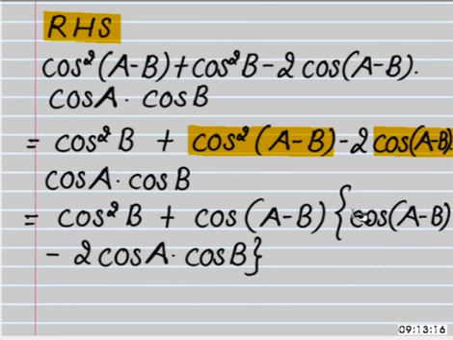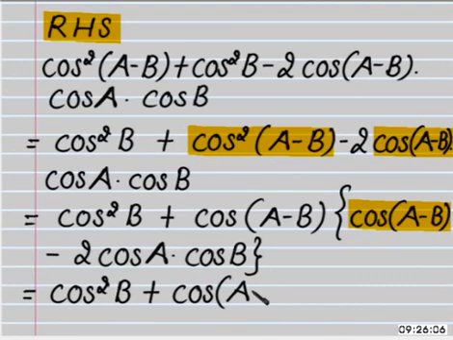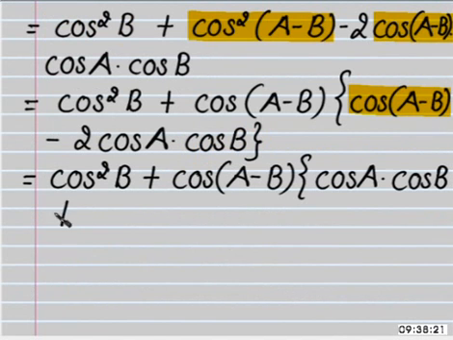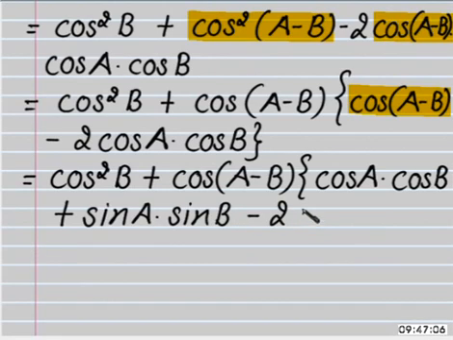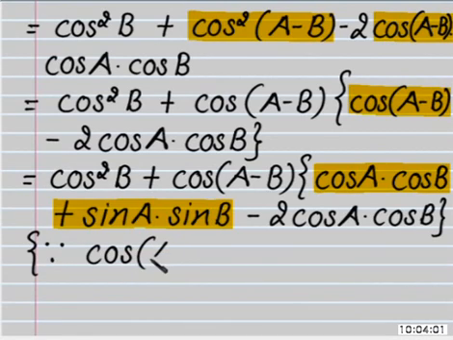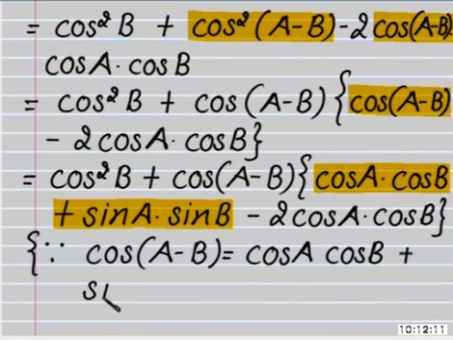Now further, using the formula for cosine of difference of two angles, we get it is equal to cos square B plus cos of A minus B into cos A into cos B plus sin A into sin B minus 2 cos A into cos B, that we get by using this formula, because cos of A minus B is equal to cos A into cos B plus sin A into sin B.